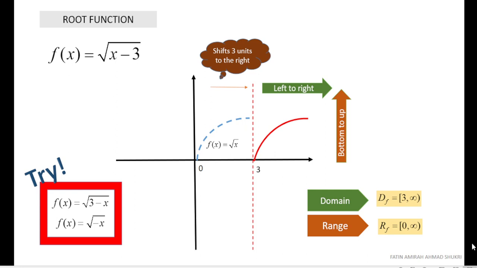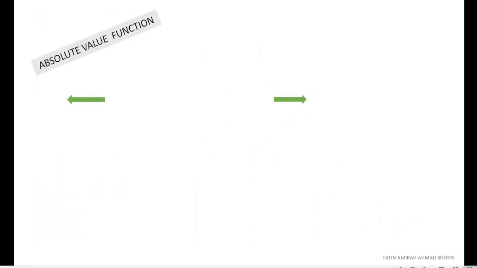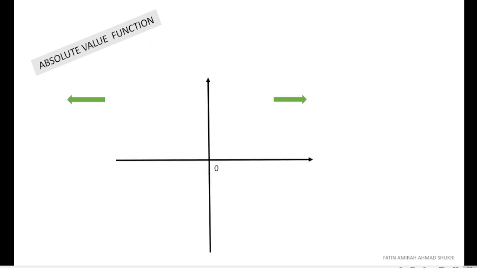Yeah. And then moving on to the absolute value function. For the basic graph of the absolute value function, it is symmetric about the y-axis. Okay, so you have it like this. If you insert any value of x here, you will get a positive y. Alright.